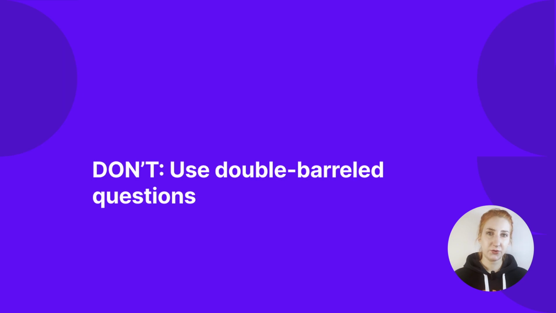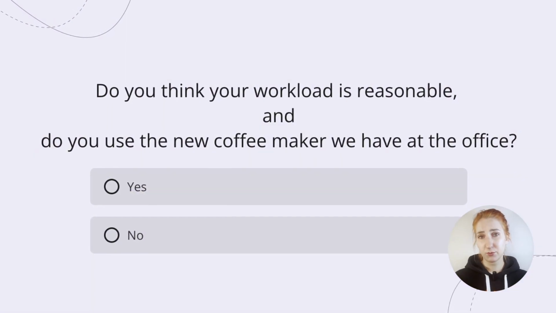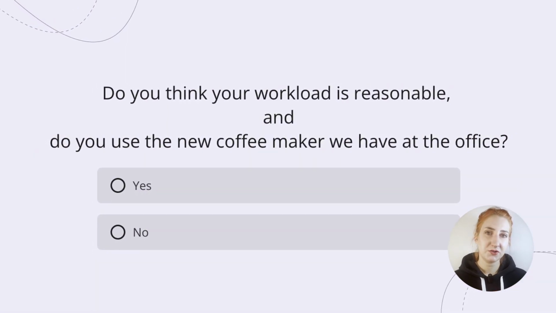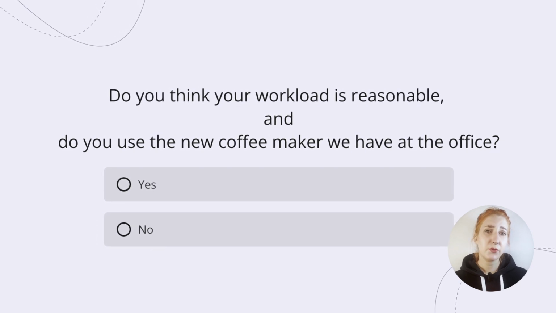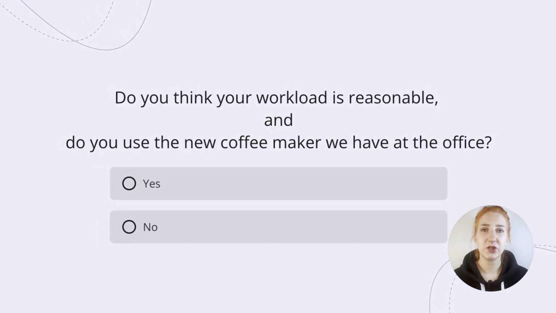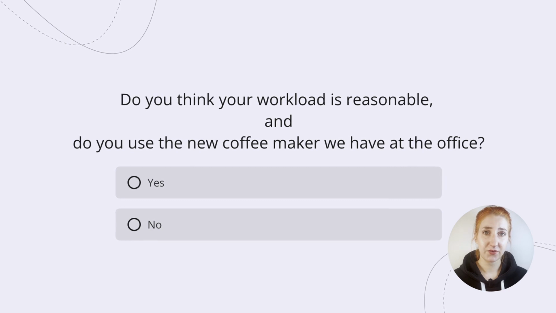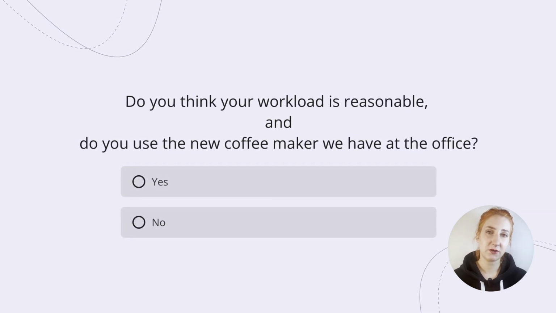Don't use double-barreled questions. Double-barreled questions ask for more than one thing. Even if you provide the option to answer the question in text form, this will make it very difficult to analyze. Split the question into two questions that can be made closed-ended. This can also help minimize the risk of survey fatigue.